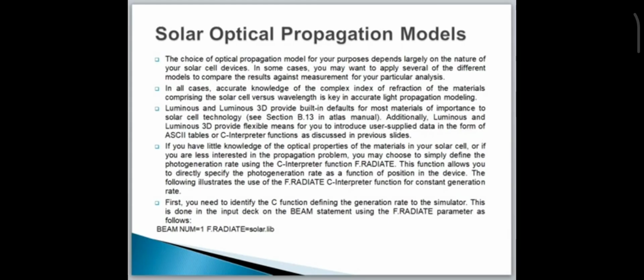First, you need to simply identify the C function defining the generation rate to the simulator. This is done in the input deck on the beam statement using the F.RADIATE parameter as follows. BEAM NUM=1 F.RADIATE=solarlibrary.LIB.